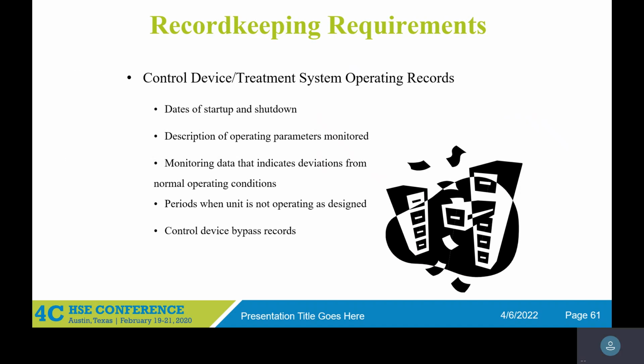For control devices, you have to report the dates of startup, the dates of shutdown, the description of the operating parameters. Like if you're saying, okay, at 1400 F it's working, below 1400 F it's not working, you have to report when it didn't work. Anything that deviates from the normal operating conditions, anytime that there were bypasses. When you bypass control, that's important.